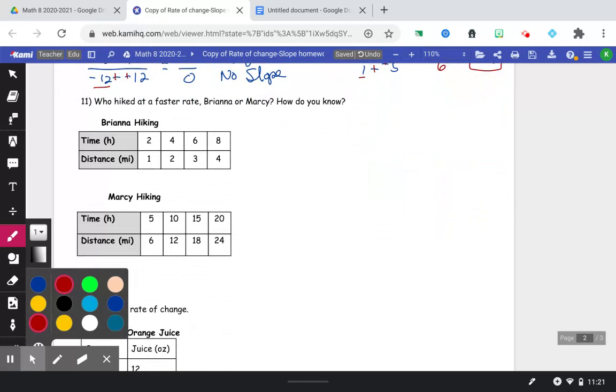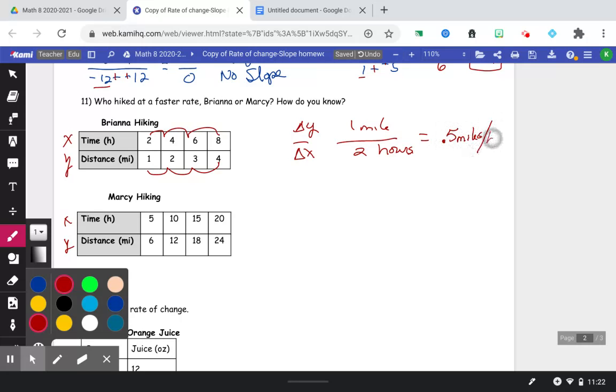All right, Brianna and Marcy, who hiked faster? So let's look at our rates here. X and Y, X and Y. I'm going to think change of Y over the change of X. So Brianna, her change of Y, as I go up the table, is 1 mile per, and it's increasing by 2 hours each time. So if I divide that out, she hikes at a rate of 0.5 miles per hour.